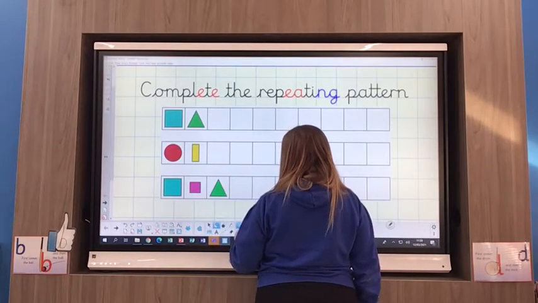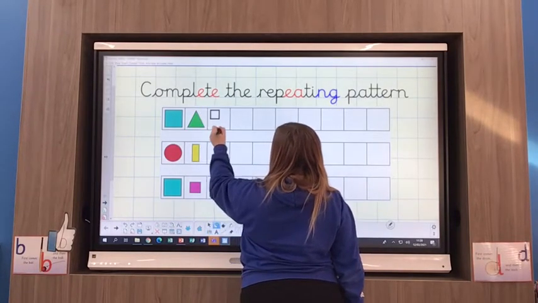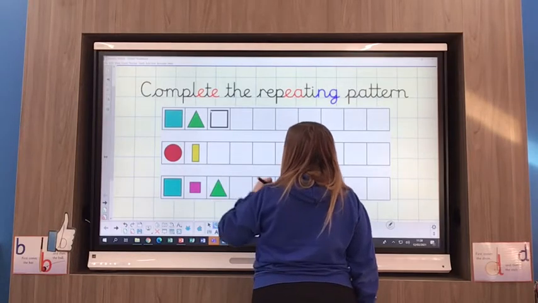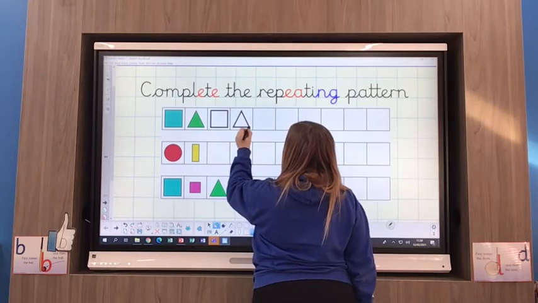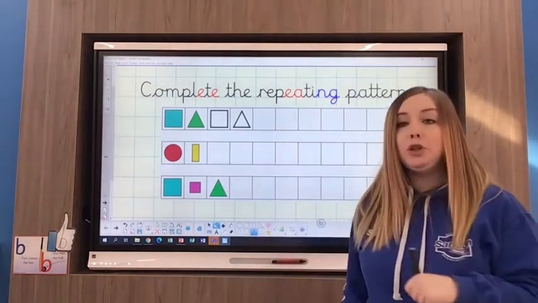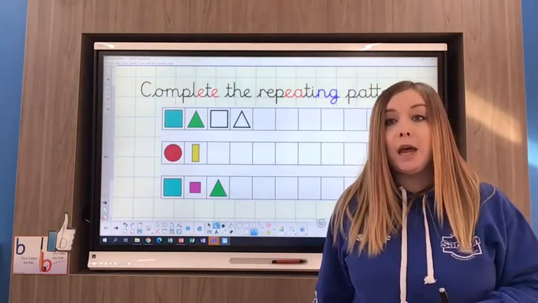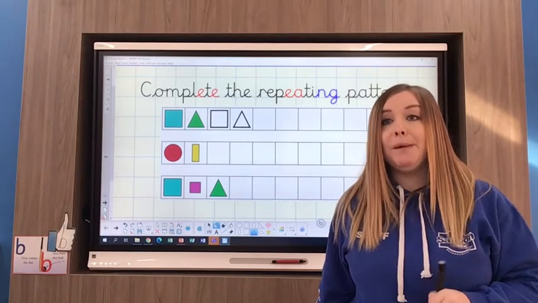Now I can draw a square using my whiteboard. There we go, there's my square. And then we've got a triangle. And what I want you to do now is to complete those repeating patterns.